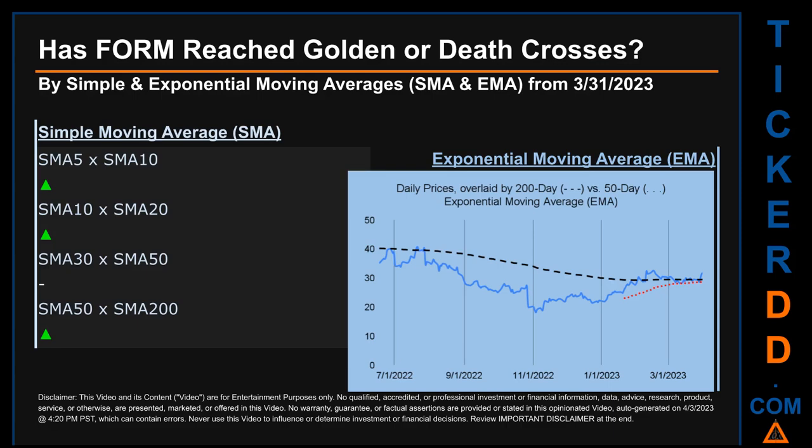Has FORM price reached golden or death crosses? Golden cross and death cross are basic signals that compare average prices across two specified trade day ranges, a short-term versus a long-term range. For example, 5-day versus 10 trade days. Essentially, a golden cross is a bullish signal. It appears when a ticker's short-term moving average crosses above its long-term average. Vice versa, a death cross is a bearish signal when the short-term crosses below its long-term moving average.